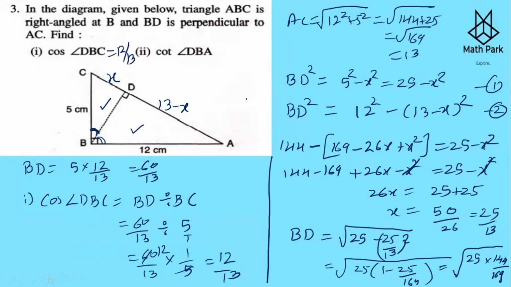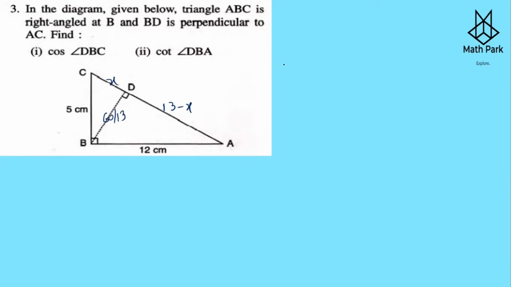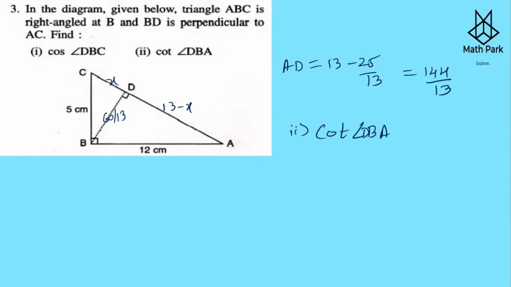Let us find cot DBA. So let us find AD. So you have AD is equal to 13 minus 25 by 13, which we get as 13 13s are 169, 169 minus 25 is 144 upon 13 is the value of AD that we get. Now we are asked to find cot DBA, the second part. Cot of angle DBA is adjacent upon opposite. That is, with respect to this angle, the adjacent is BD divided by opposite, which is AD.